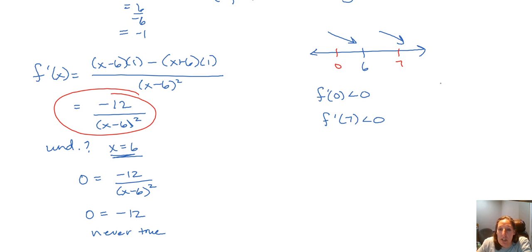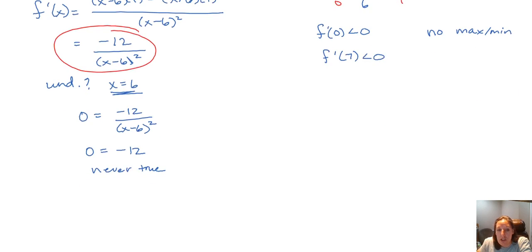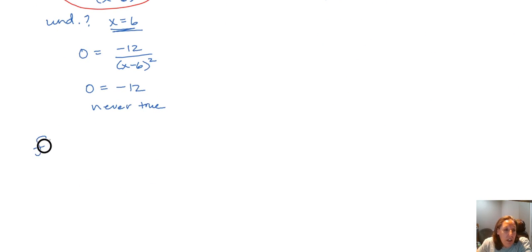And it's also decreasing from 6 to infinity. But because we had no critical values that were in the domain of our function, that means there's going to be no max or min values here. Now we want to find our second derivative to look at the concavity.